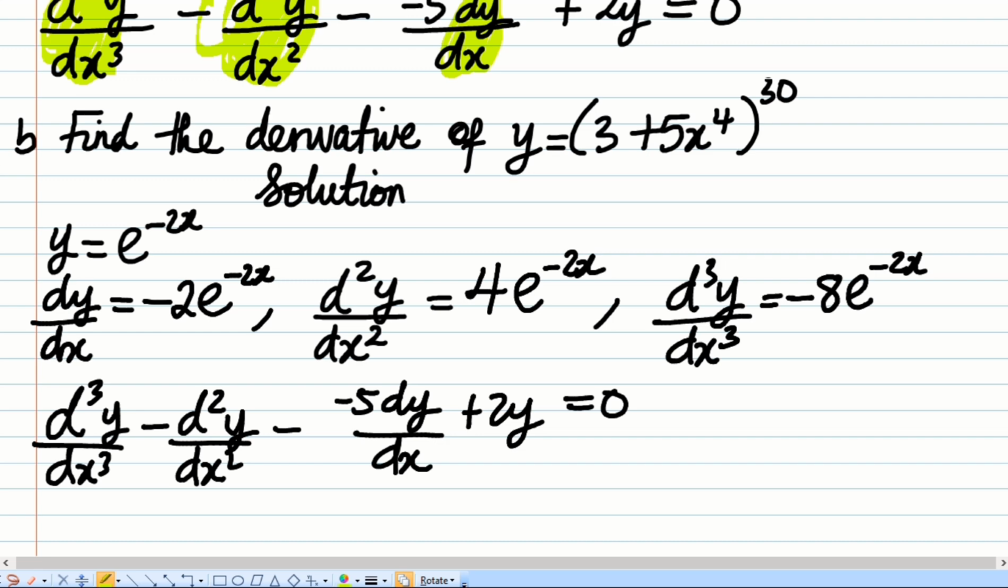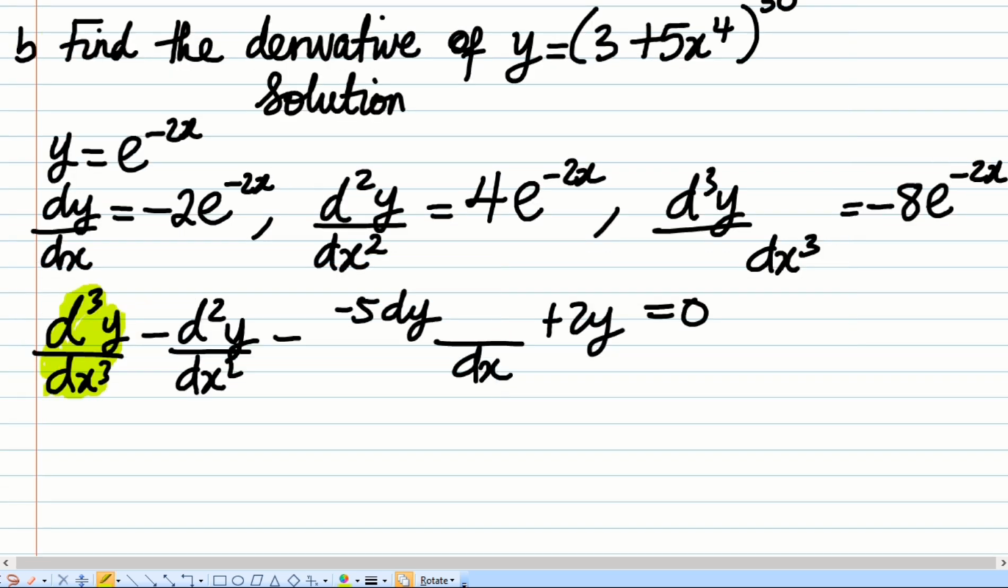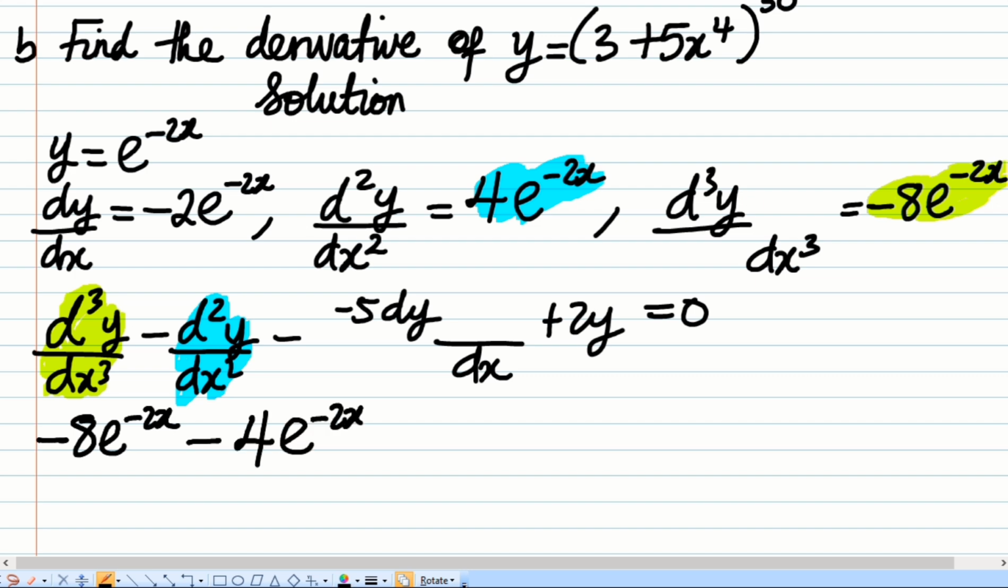Good. So let's start by replacing. The third derivative of y, from what we have differentiated, is minus 8 exponential minus 2x. So I'm going to replace it with minus 8 exponential minus 2x minus, what is the second derivative, d squared y dx squared? The second derivative is clearly 4 exponential minus 2x. So I'm going to replace it with 4 exponential minus 2x.